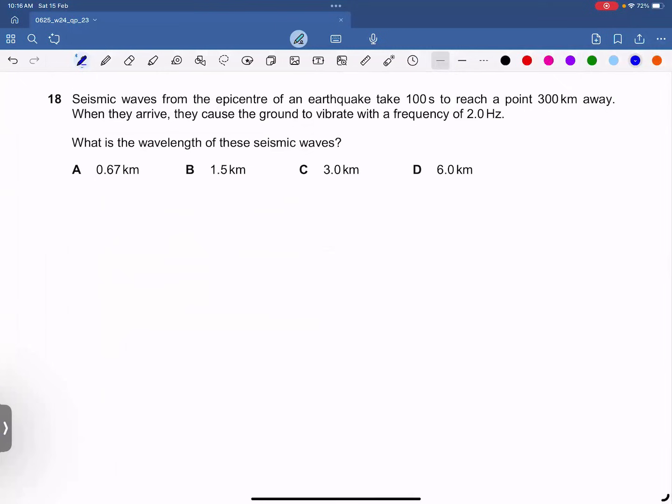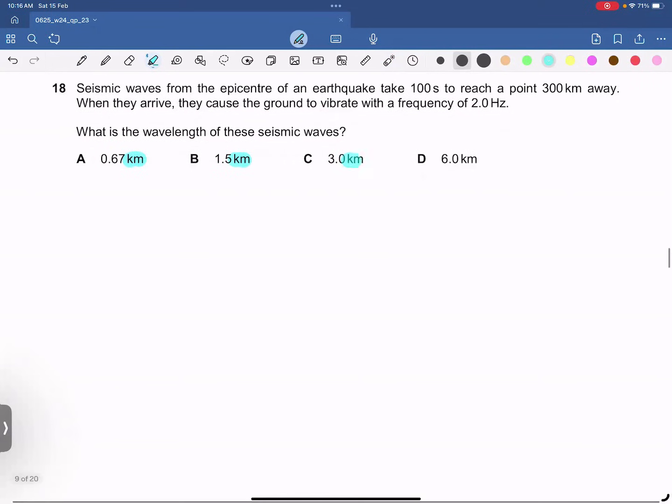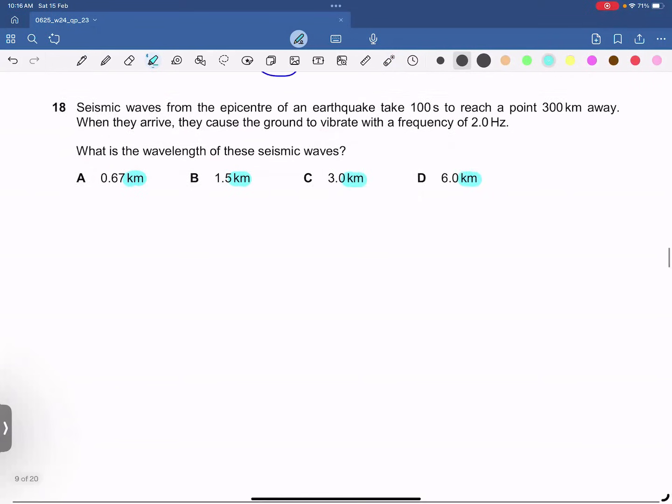Seismic waves from the epicenter of an earthquake take 100 seconds to reach a point 300 kilometers away. When they arrive, they cause the ground to vibrate with a frequency of 2 hertz. What is the wavelength? Easy question. Dear students, before you calculate, notice that all options are in kilometers. So I want you not to change kilometers.